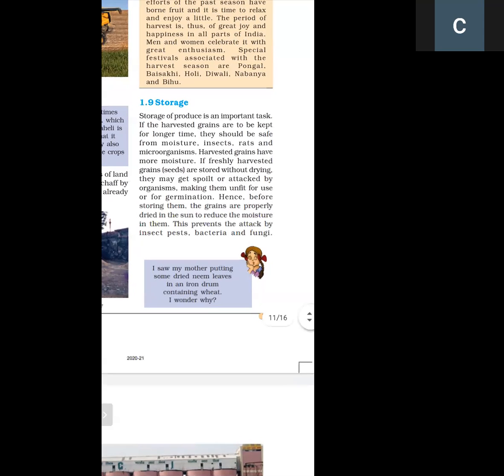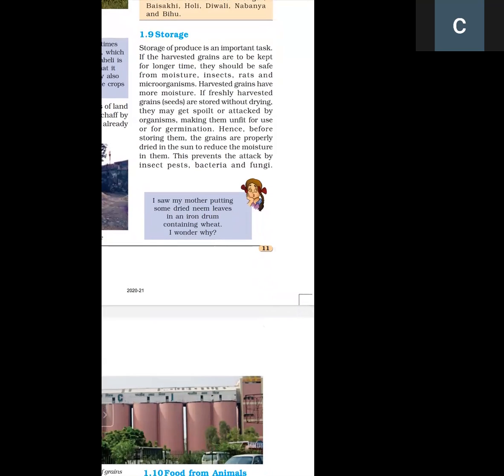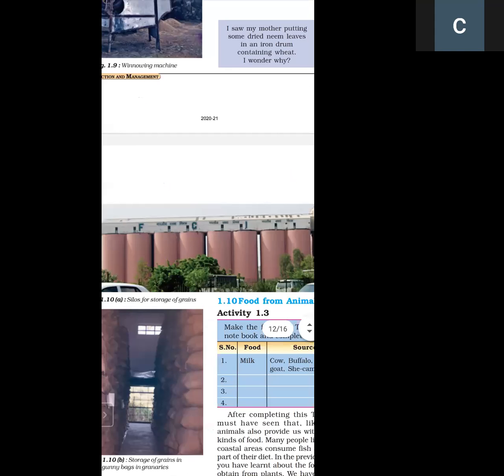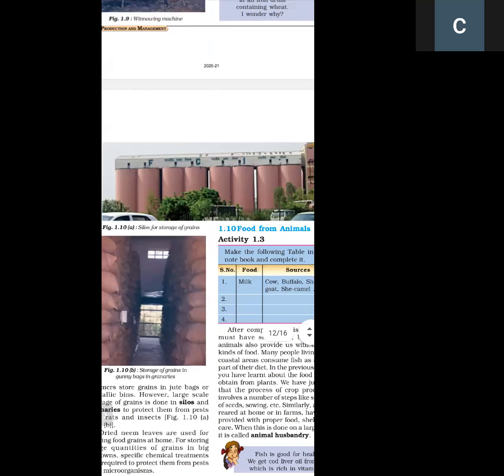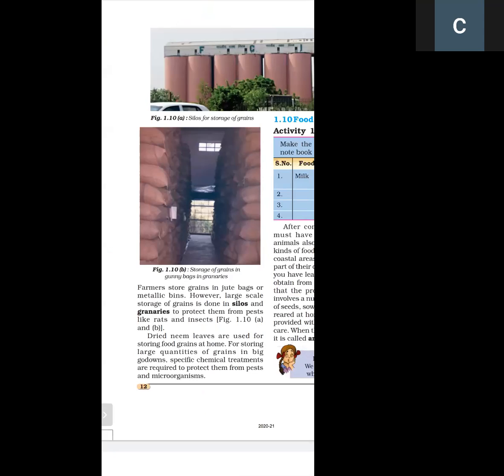When grains are properly dried in the sun, this prevents the attack by insects, pests, bacteria and fungi. There are two methods of storage of grains. First, silos are used, as shown in Figure 1.10a. Second, for the storage of grains, we can use gunny bags. Either silos or gunny bags can be used. And sometimes we also use tanks in our homes for storing grains.